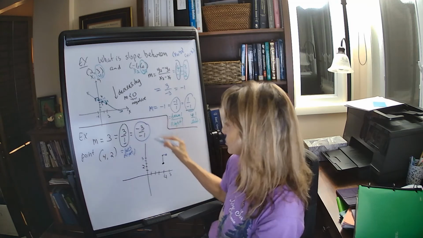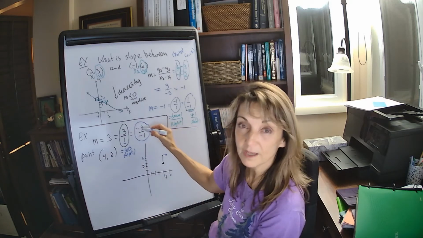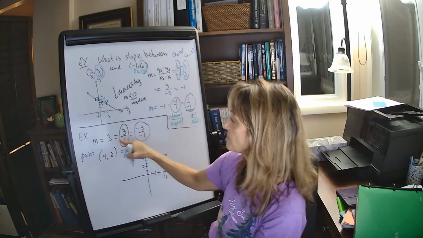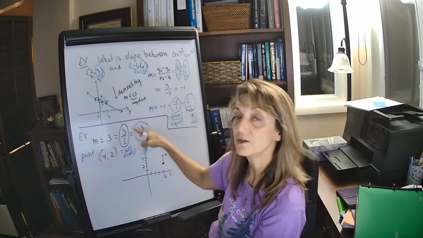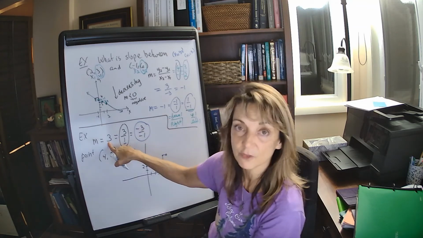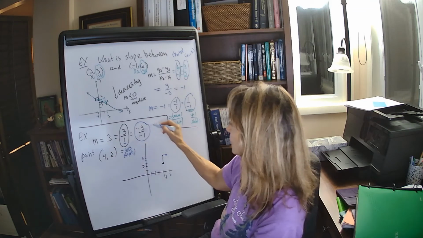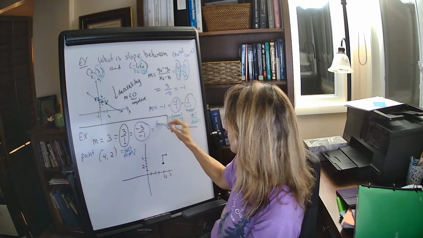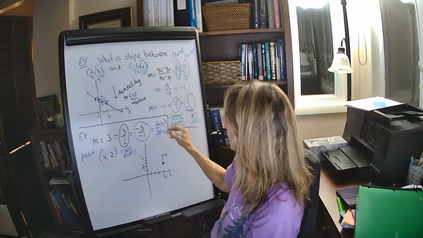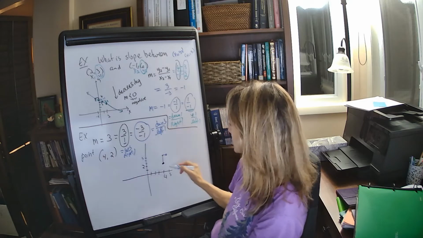Or I could use this version of the slope. Remember, a negative over a negative, those negatives cancel, it becomes a positive. So this is just another way to write the positive number 3. And this one we view as down 3, left 1. It's just instructions on where to go.